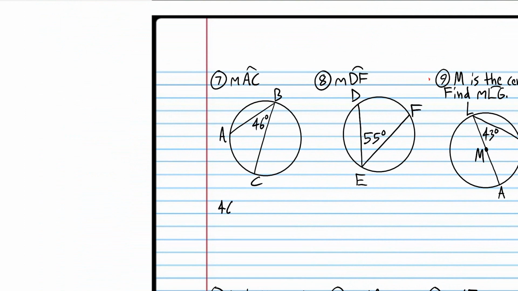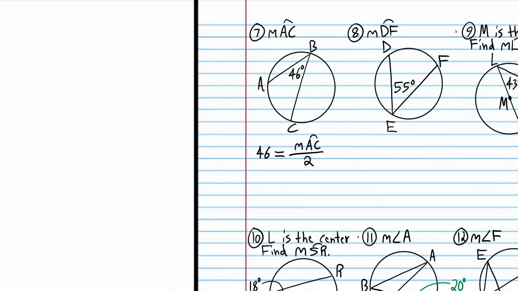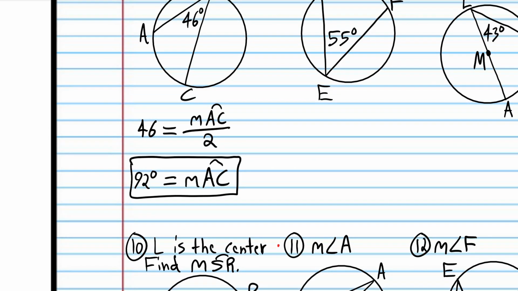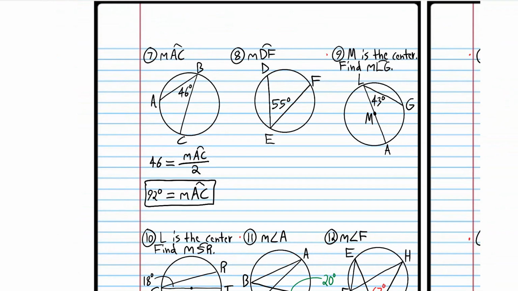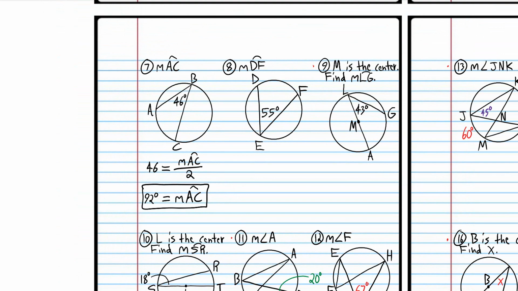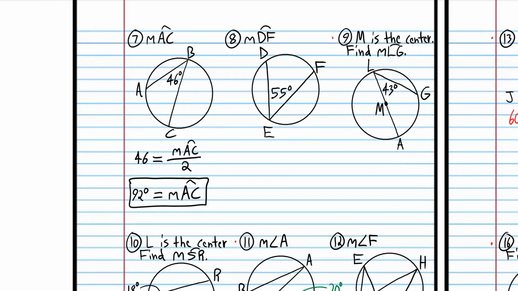So the measure of the inscribed angle is equal to the measure of the corresponding arc, or intercepted arc, divided by 2. Multiply both sides by 2, and we get 92 degrees is equal to the measure of the intercepted arc. Again, you can call it intercepted arc, or you can call it corresponding arc, whatever. So if you got that answer, good job. Try number 8, and when you come back, we'll do it together.